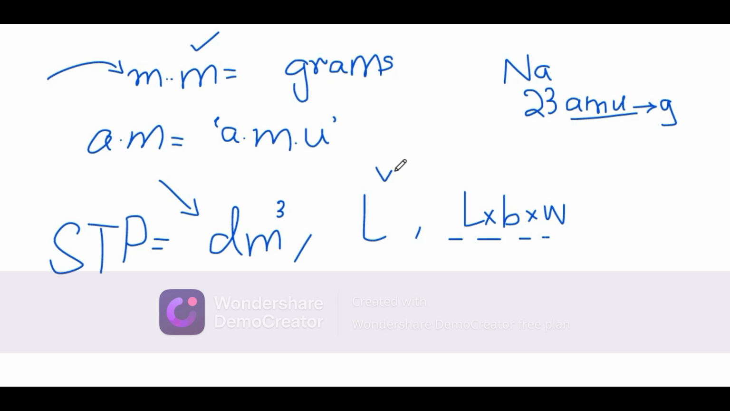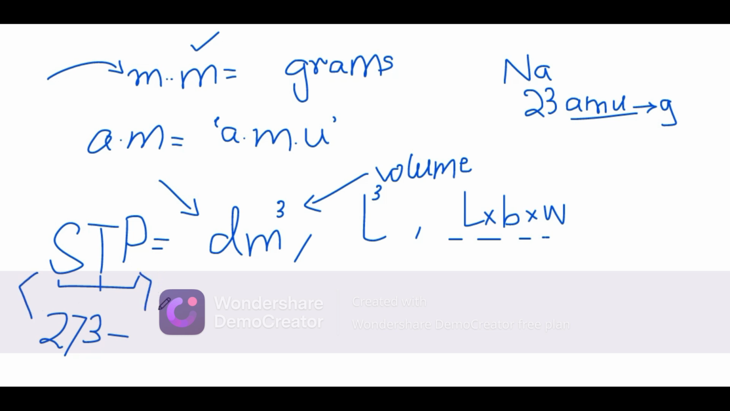A volume. And similarly, whenever you represent any value in a numerical, you will represent it by either liter or dm cube. Both are exactly the same and have the exact same meaning. So the volume of 1 mole of gas at STP is at 273 temperature, which is the standard temperature, and pressure is always 1 atmosphere, and that is referred to as molar volume.